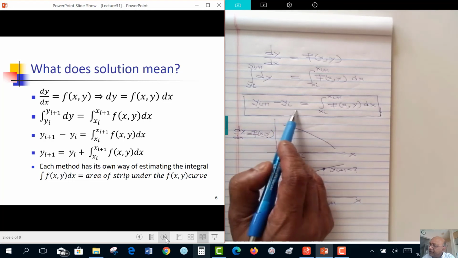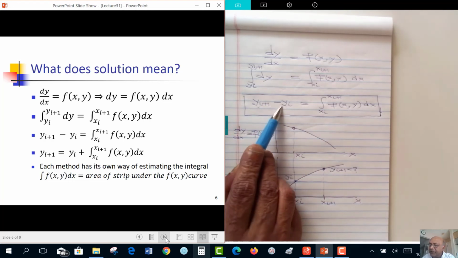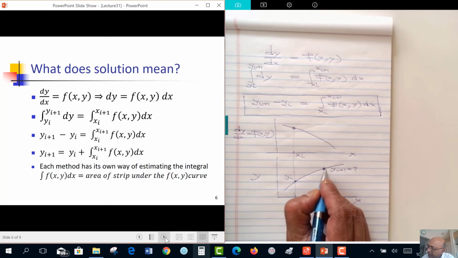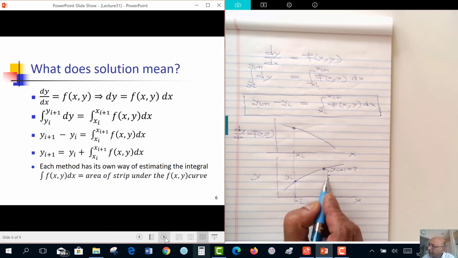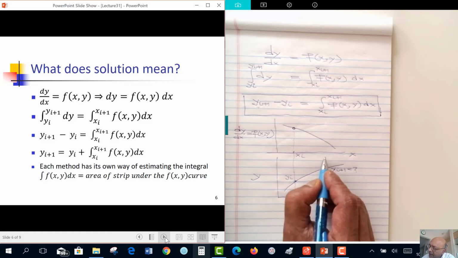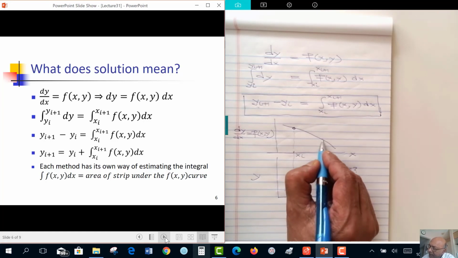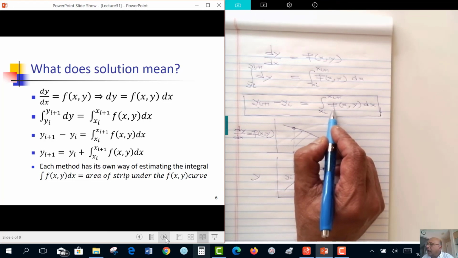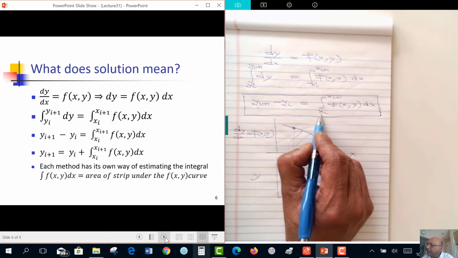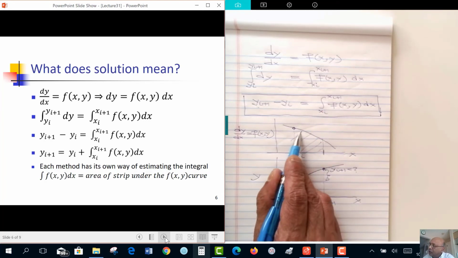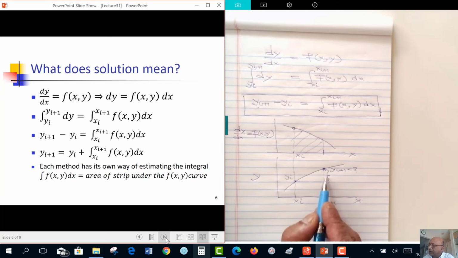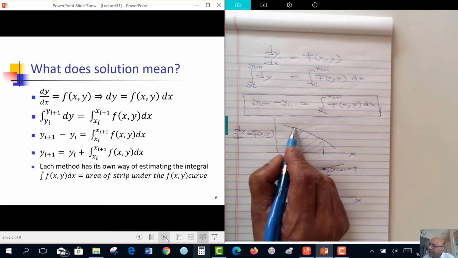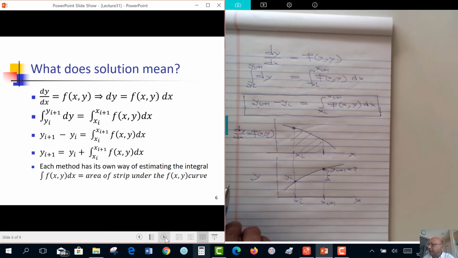So what this equation is telling us is that this difference, which is this height, is the area, this integral, which represents therefore the area under this function curve between xi and xi plus 1. So the area of this strip, that's what this height is. So all we are doing is estimating this area by different methods, approximating it. That's what a numerical method is doing.